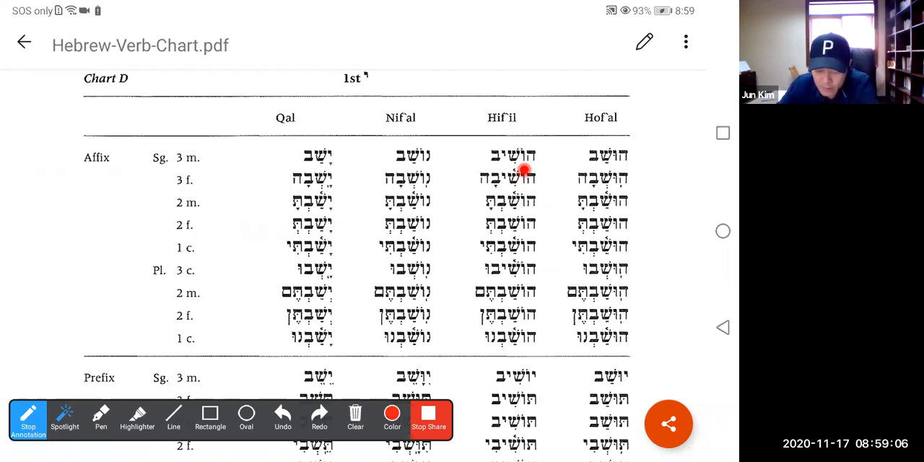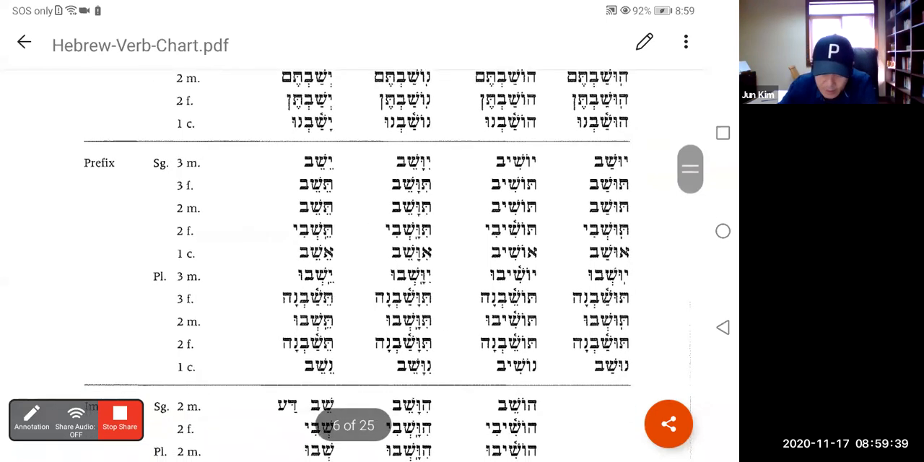The same, but for the Hofal, it will come with shuruq. This is new. Okay, so you need to look at this and start memorizing it as the indicator of first yod vav Hofal. So shuruq is the most important indicator for the first yod vav of the Hofal stem in the affix form.